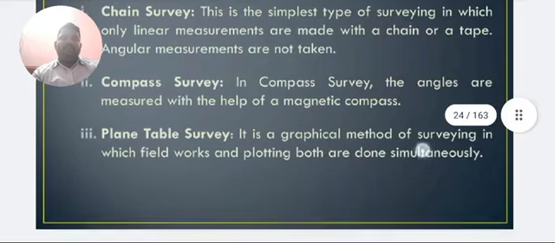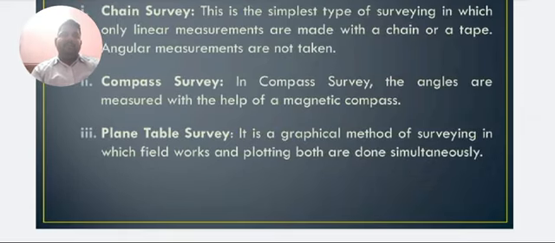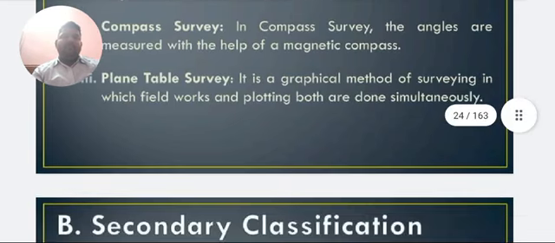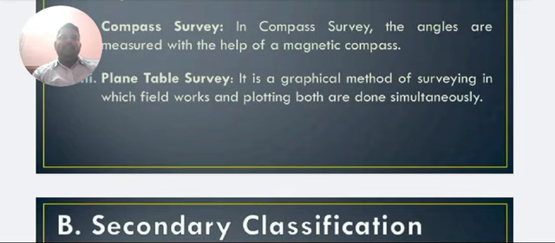Second one is compass surveying. In compass surveying, the angles are measured with the help of a magnetic compass or a prismatic compass. Third one is plane table surveying. Plane table surveying is a graphical method of surveying in which the field work and plotting are both done simultaneously.